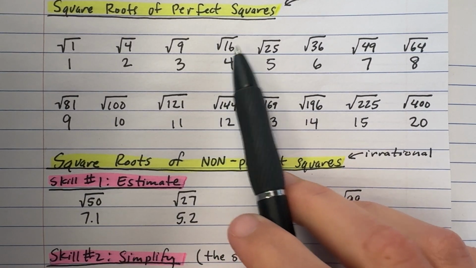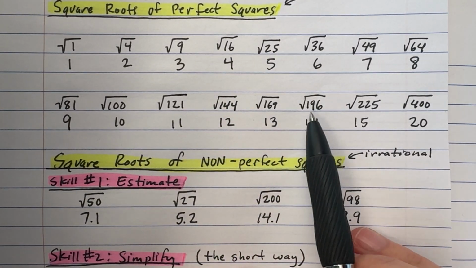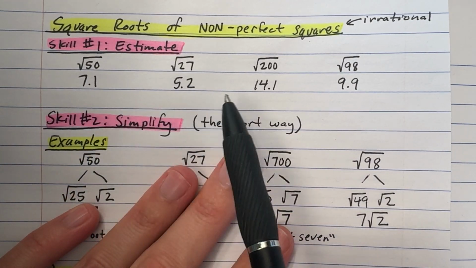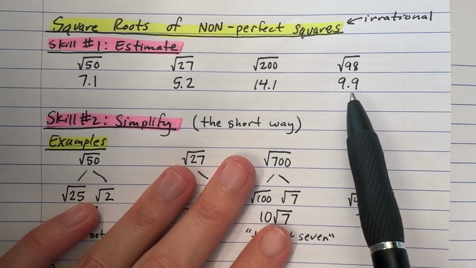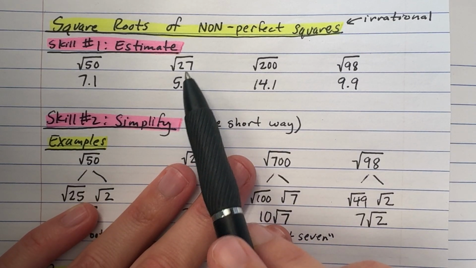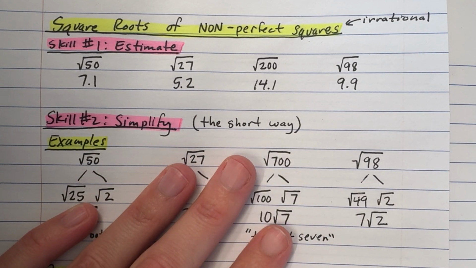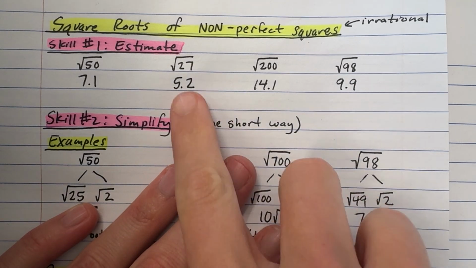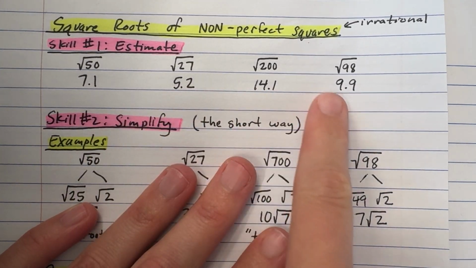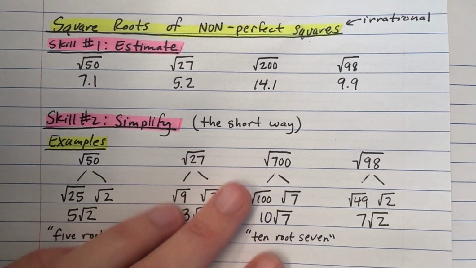These are the perfect squares: 16, 25, 64, 196. When I take the square roots of non-perfect squares, I can estimate like this. But these decimals are close. They're estimates, right? This number, square root of 27, is not actually 5.2. It's like 5 point something, something, something forever. So these are estimates. They're okay for certain purposes, but not great to use if we actually want to do math with a number and be accurate.